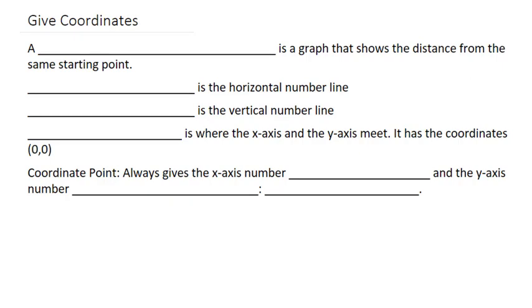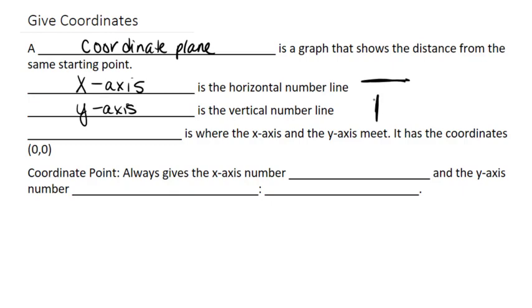Give coordinates. A coordinate plane is a graph that shows the distance from the same starting point. The x-axis is the horizontal number line, which goes like this from the left to the right, and then the y-axis is the vertical number line, which goes up and down like that.